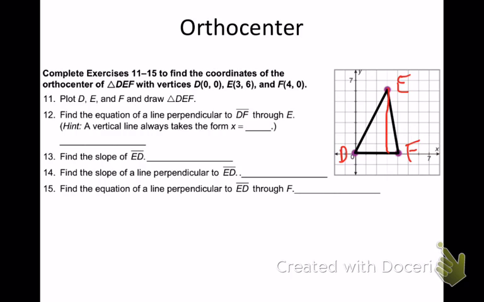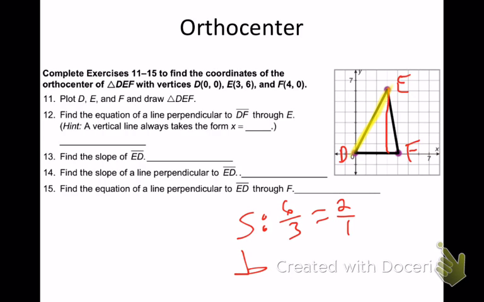Cole, which line would you like to work with? DE or EF? Let's do DE. Awesome. So Cole, I need to find the slope here. What would the slope of DE be? That's all right. I'll bring it to you. We're going to find the slope of DE. So rise over run. 6/3, which simplifies to 2/1. Awesome. So my slope's 2/1.